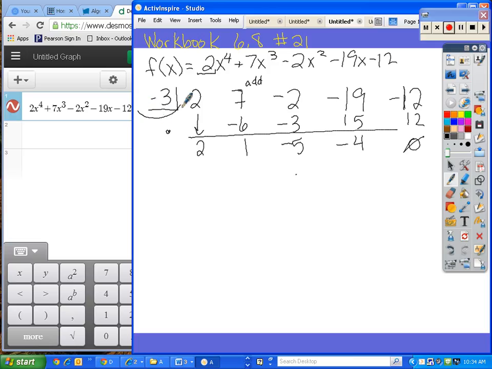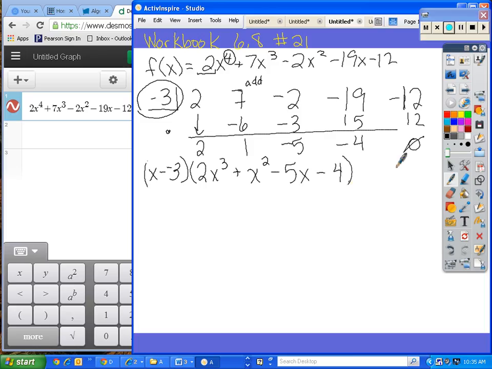I have my first factor, which is x minus r, which is negative 3. So that's going to be x minus 3. And here, to write down what my new polynomial is, I'm going to reduce my exponent by a factor of 1. So if it's 4 up here, it'll be to the third power here. So this will be 2x cubed. I keep my sign, so plus 1x squared minus 5x minus 4.